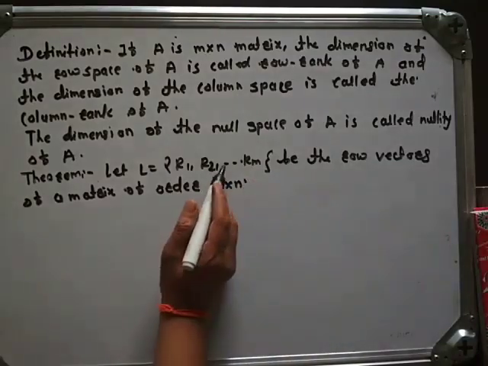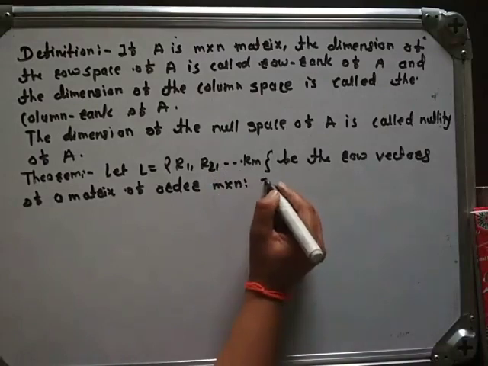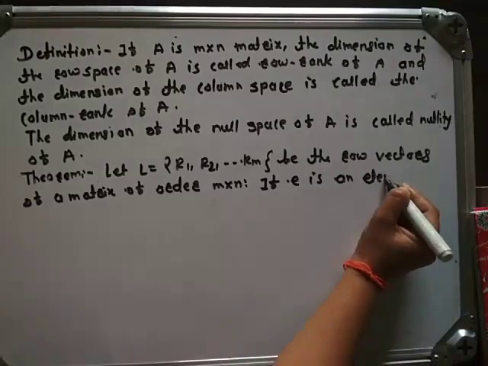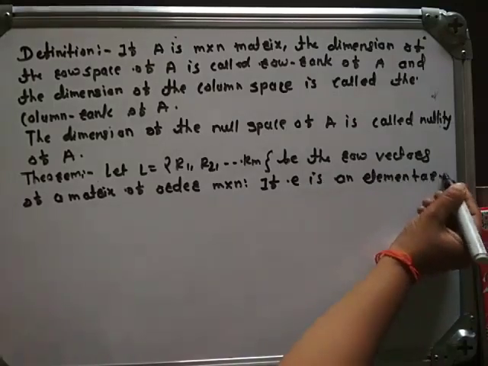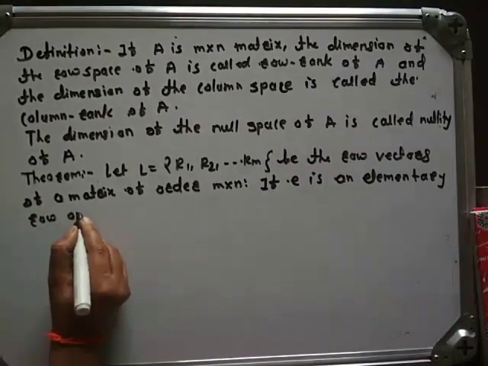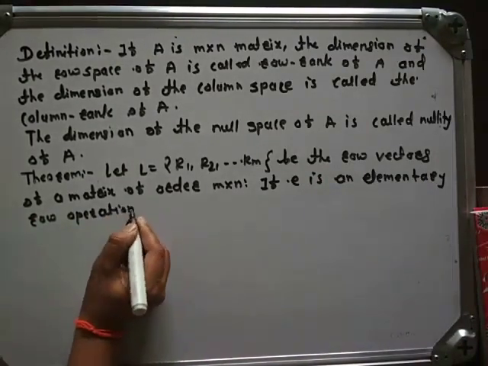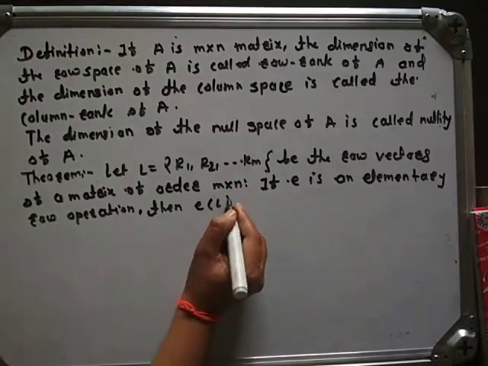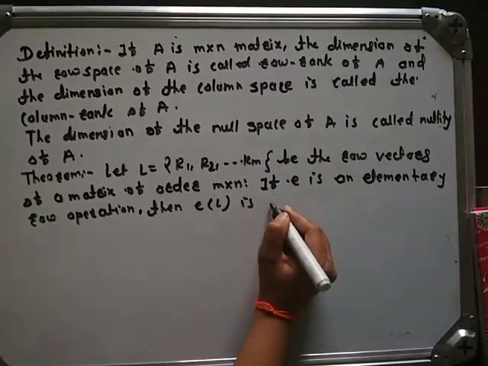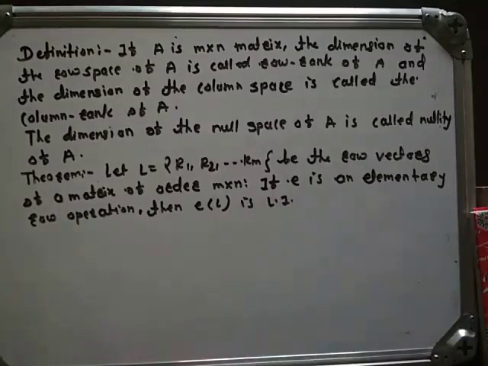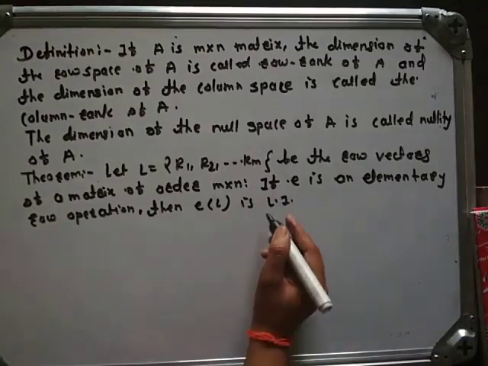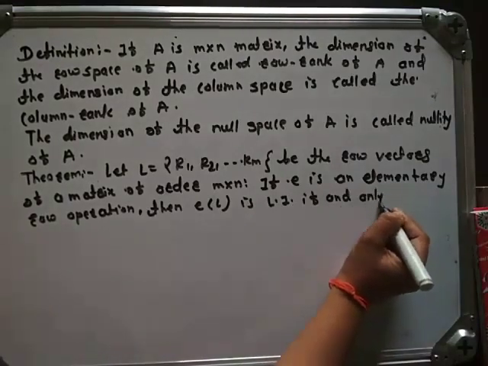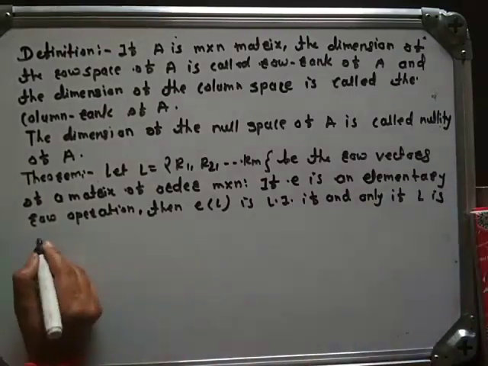Clearly, these row vectors are vectors in Rn. If E is an elementary row operation, then E of L is linearly independent if and only if L is linearly independent.